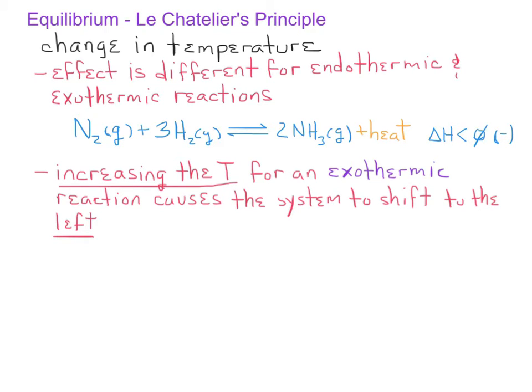Now, unlike the disturbances of changing the concentrations or changing the volume or pressure for a system at equilibrium, when we affect an equilibrium system by changing the temperature, there will be a change in the equilibrium constant. In the case of an exothermic reaction, since an increasing temperature causes the reaction to shift to the left, that means we're reducing the amount of product and increasing the amount of reactant. So overall, when we increase the temperature of an exothermic reaction, we'll find that there's going to be a decrease in the value of the equilibrium constant.